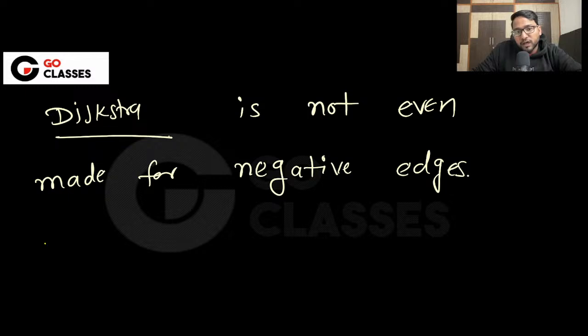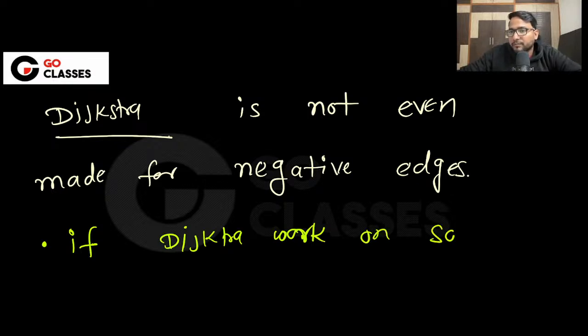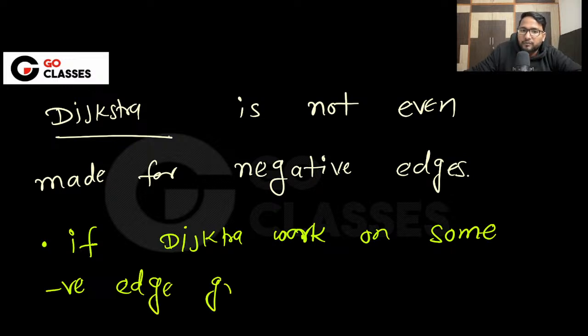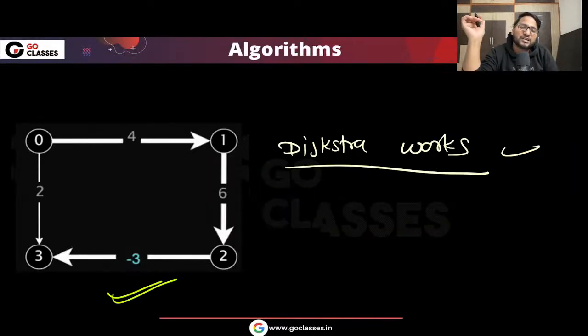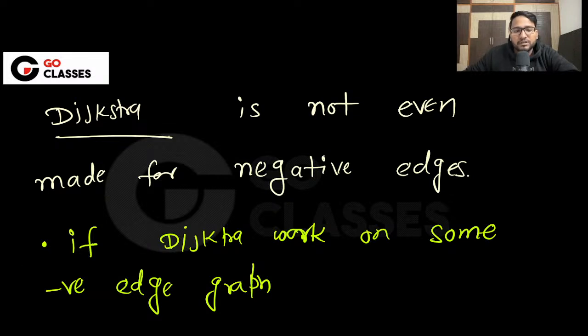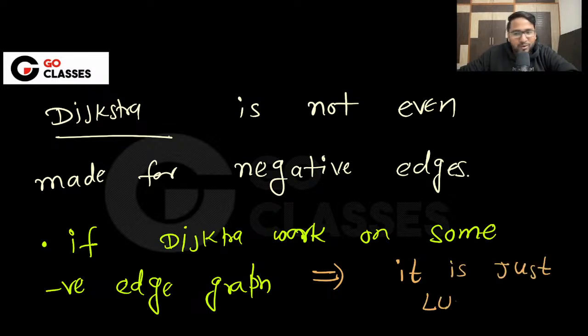Okay, so if Dijkstra works on some negative edge graph, then what is the reason? Can you tell me the reason? For example, it is working on this negative edge graph, right? The Dijkstra is working. What is the reason? Can you tell me the reason? The reason is, it is just luck. Okay, no reason actually.